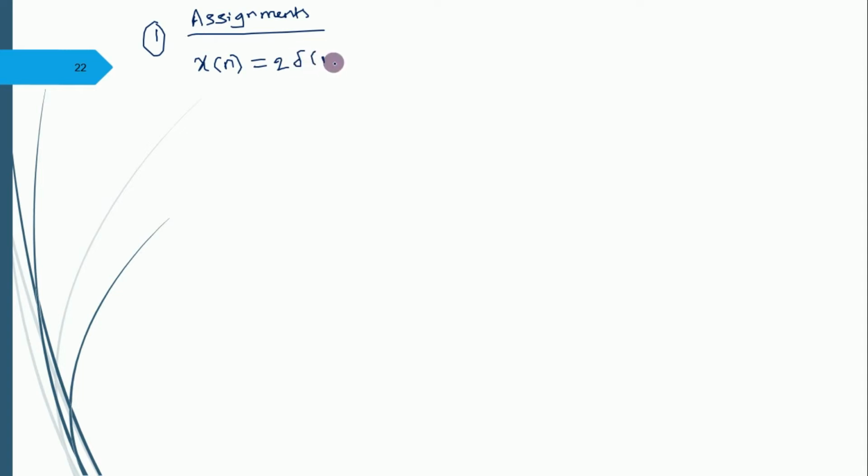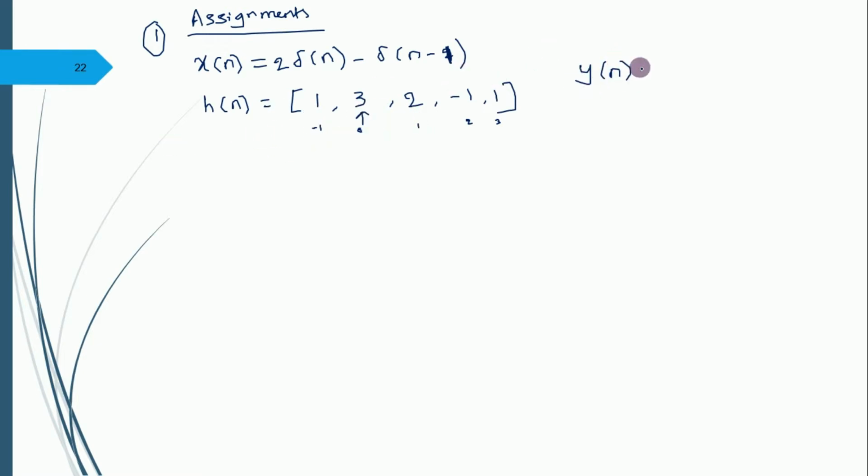X of n is given by 2 delta of n minus delta of n minus 1, and h of n is given as 1, 3, here is the index, 2, minus 1, 1. Please try it. If you fold it, this is index minus 1, this is 0, 1, 2, 3. If you fold it, maximum that comes over here is minus 3. And this also you should take care. This will come at 1. So this is one of the assignments. Find out y of n, convolution sum. Y of n is nothing but x of n convolved with h of n.